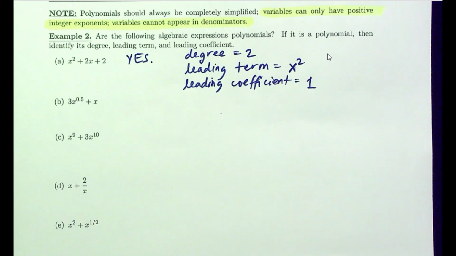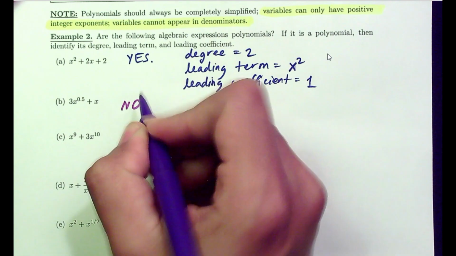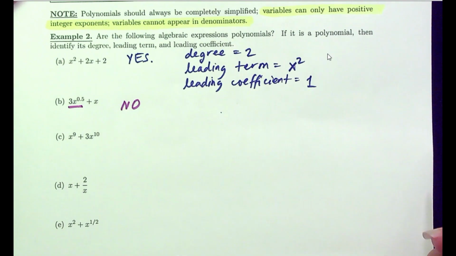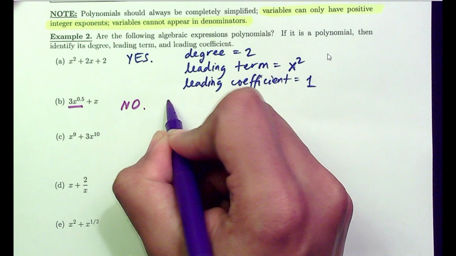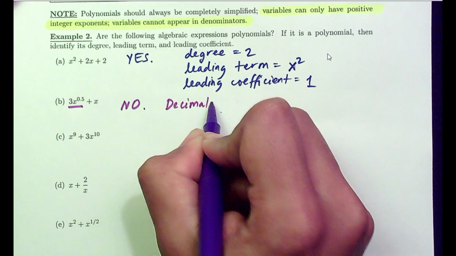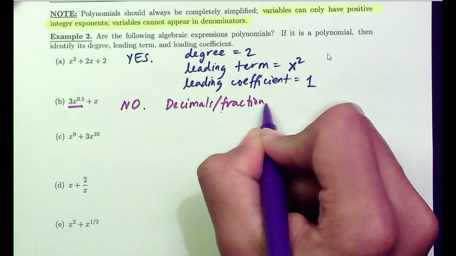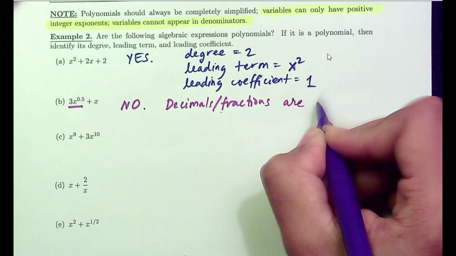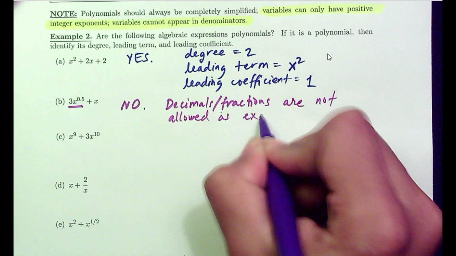All right. How about the next one? Do you think it is a polynomial? Yes or no? The answer to this one is a no. And that's because that term there ruins it. Decimals or fractions are not allowed as exponents.